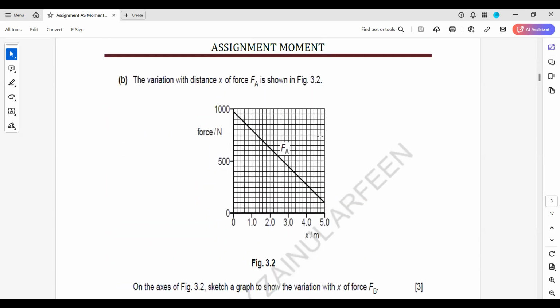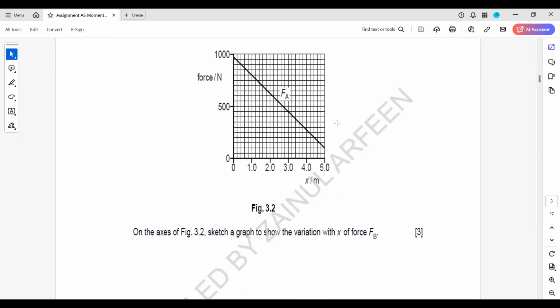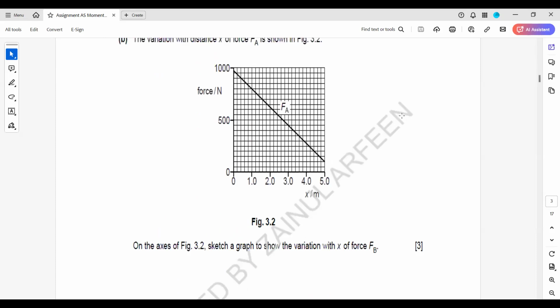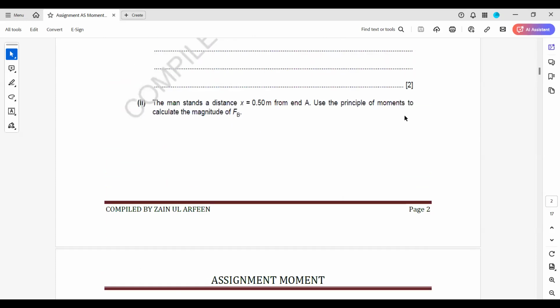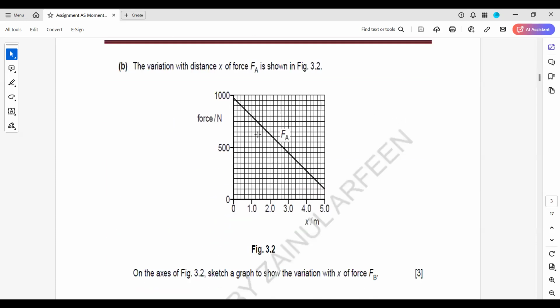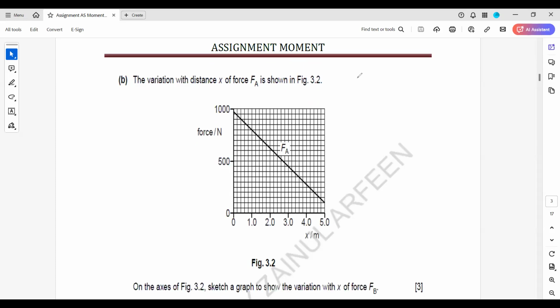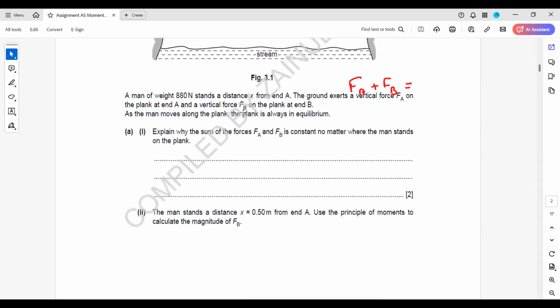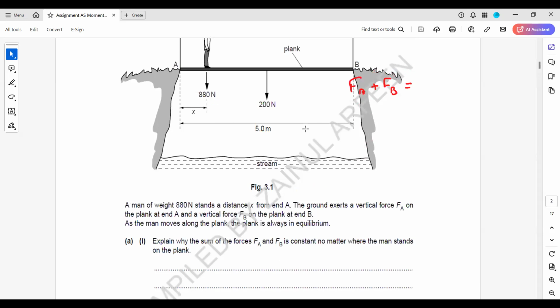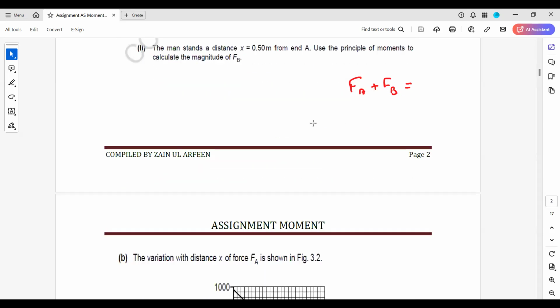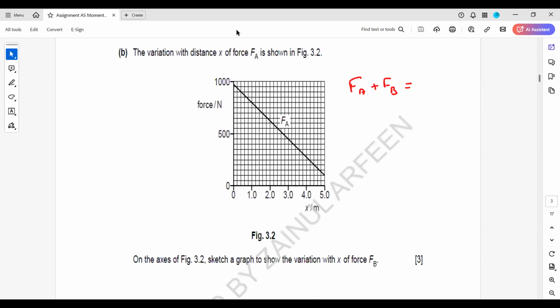The next is the variation with the distance X for FA. On the axis, draw a variation for FB, like how FB changes as X is changing. Remember one thing: what should be the sum of FA plus FB? The sum of FA plus FB should be equal to 800 plus 200. The sum should be 1000 newtons.